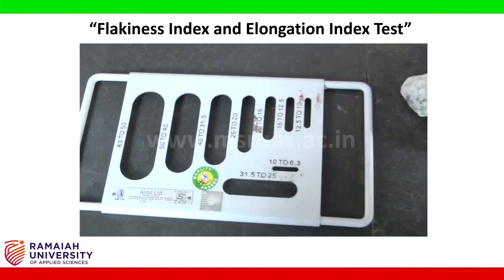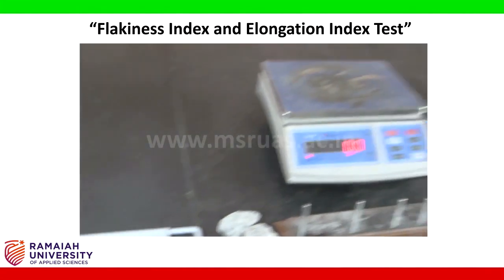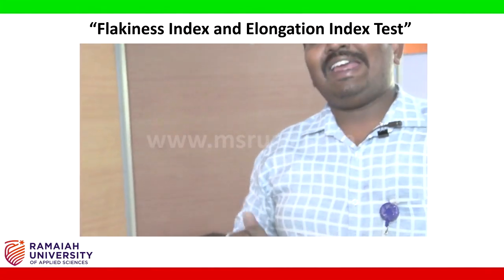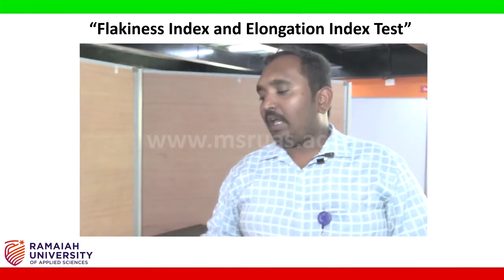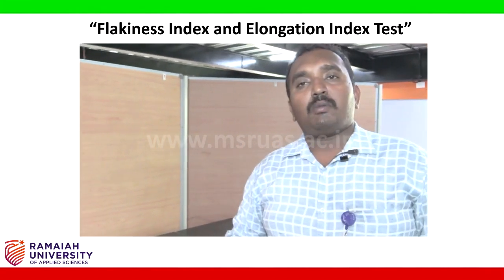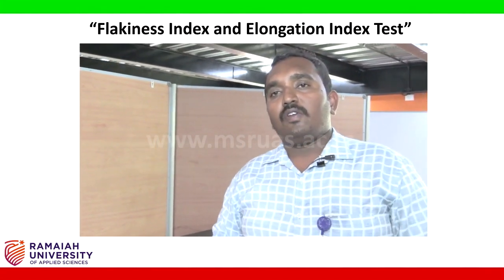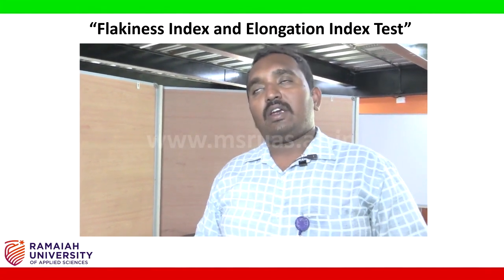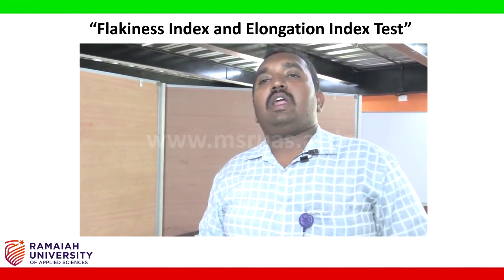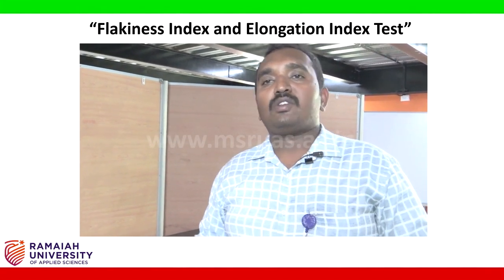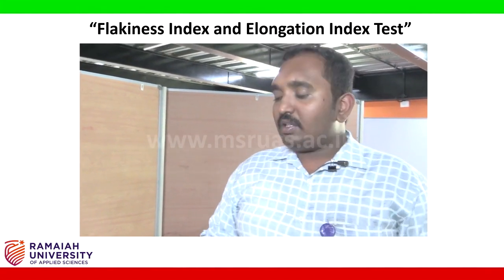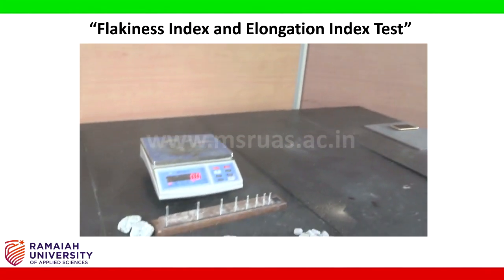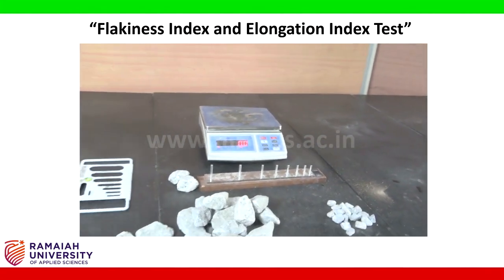What we are going to do is collect 200 sample pieces in each of these categories. Like 63 to 50, I am going to collect 200 pieces. 50 to 40, I am going to collect 200 pieces. Next, 12.5 to 6.3, I am going to collect 200 pieces of aggregates. After collecting it, I am supposed to get it tested.